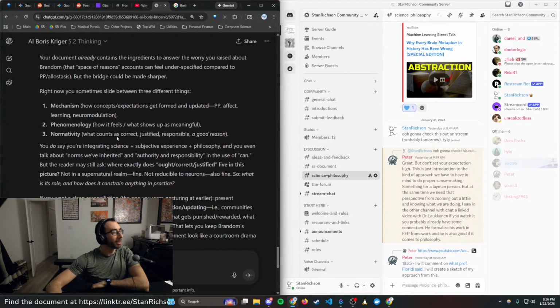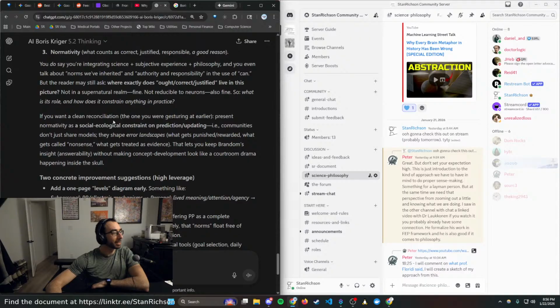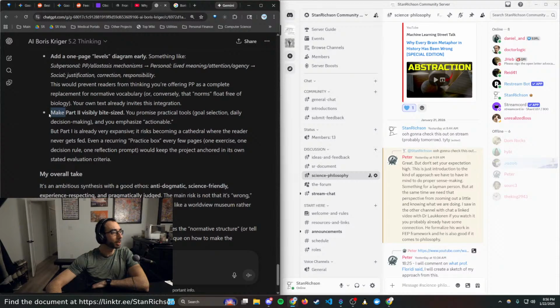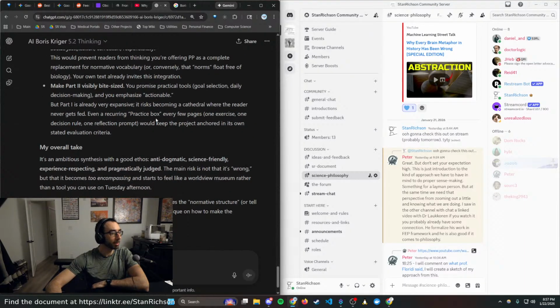All right, so we got this. We got that. Add a one-page levels diagram. Okay, make part 2 visibly bite-sized. You promise practical tools. But part 1 is also already very expansive. It risks becoming a cathedral where the reader never gets fed. Even a recurring practice box every few pages would keep the project anchored.